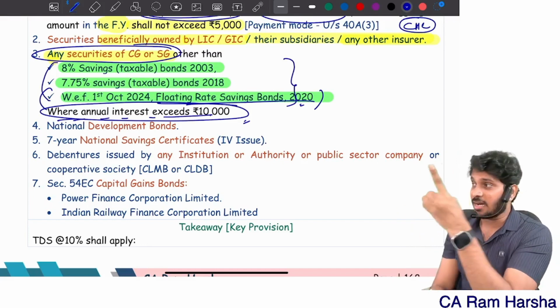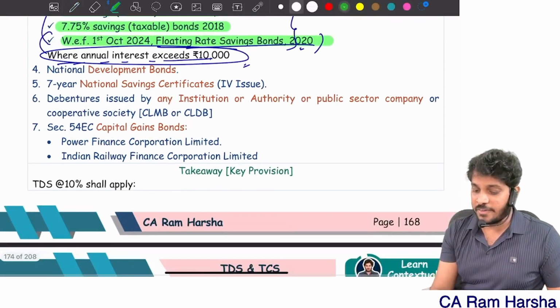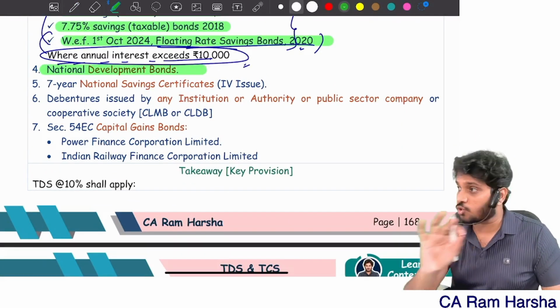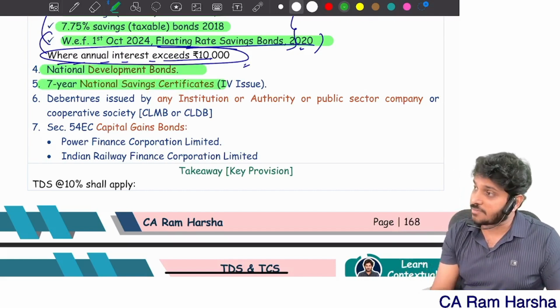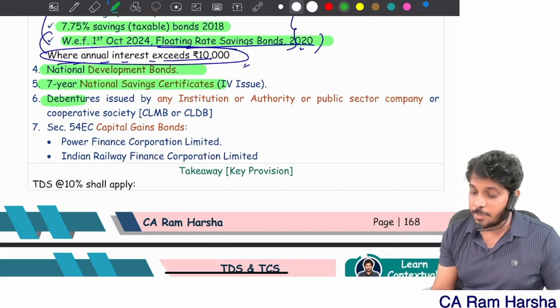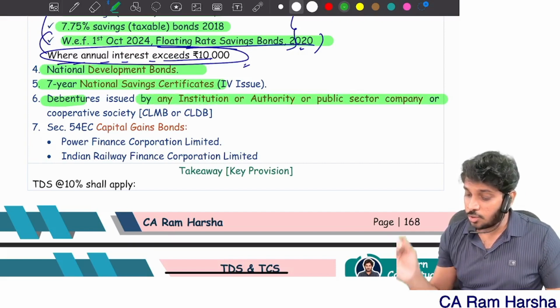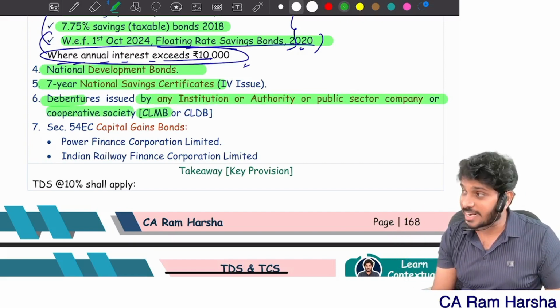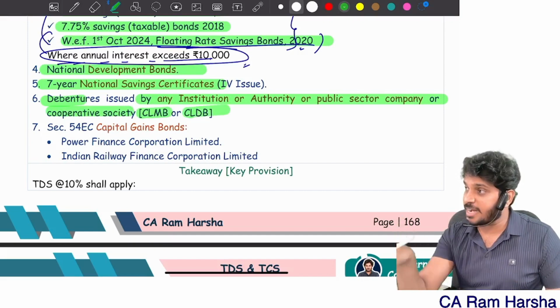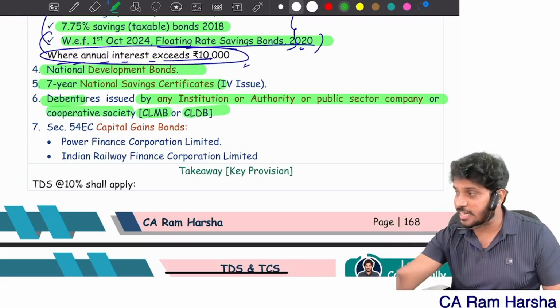At what rate? 10%. Next, if interest is paid on national development bonds, no TDS. Interest paid on national savings certificates, no TDS. Interest paid on debentures issued by some institute or authority or society. Which society? Cooperative Land Mortgage Bank, Cooperative Land Development Bank. If they are paying any interest, no TDS.